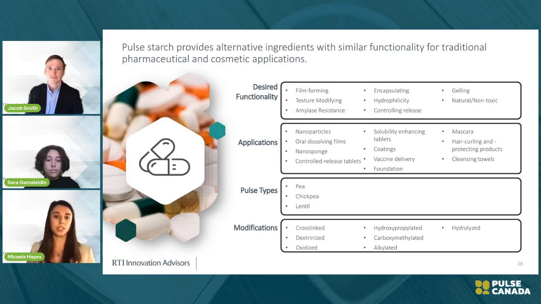Across both of these industries, the most common type of pulse starch was pea, followed by chickpea and lentil. And among the various modifications that were used for these end applications, cross-linked was the one that was most common, particularly in the pharmaceutical space. Cross-linking of pulse starch enhances its amylase resistance and improves its ability to control the release of, say, an active pharmaceutical ingredient.